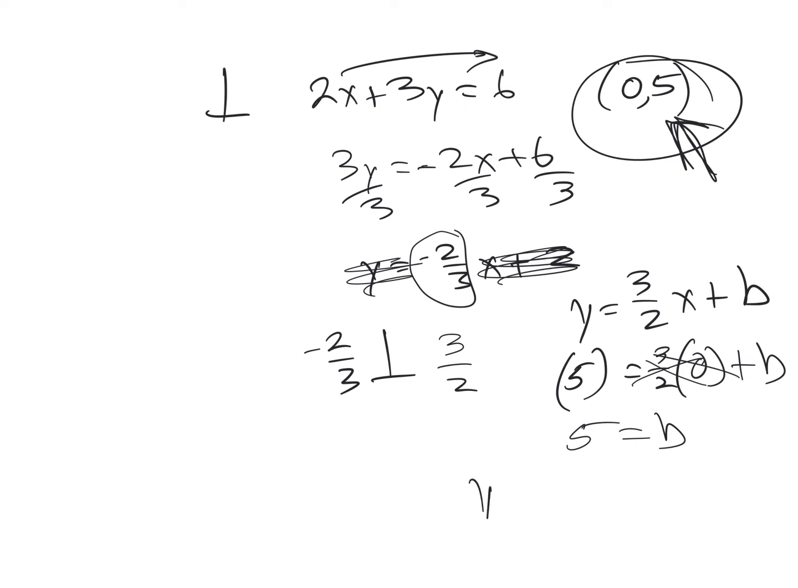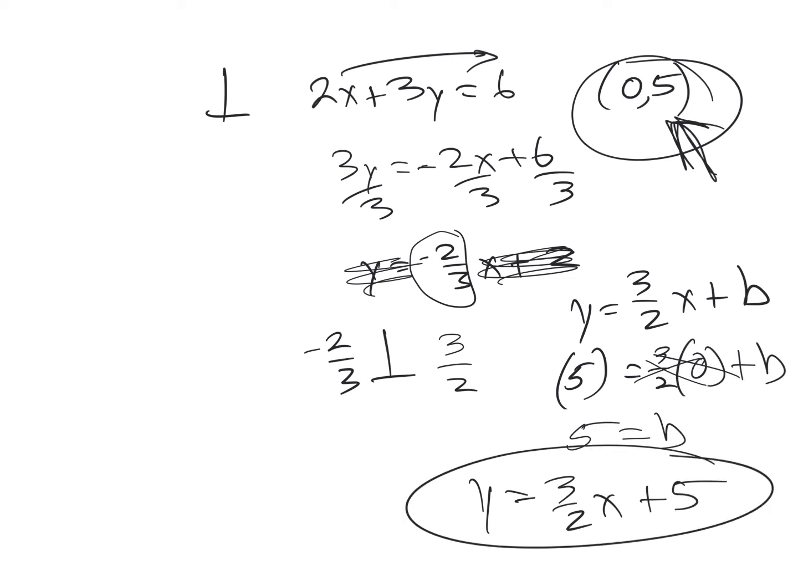Problem, y equals 3/2 x plus 5. That's the perpendicular line. And guys, you can always graph and figure stuff out. There's nothing that says you can't graph, even though it doesn't say to graph. You can still graph if you need to. Sometimes that'll save you. All right, let's move on.